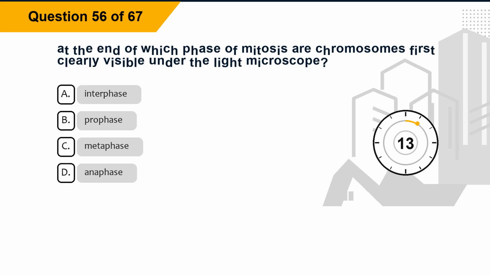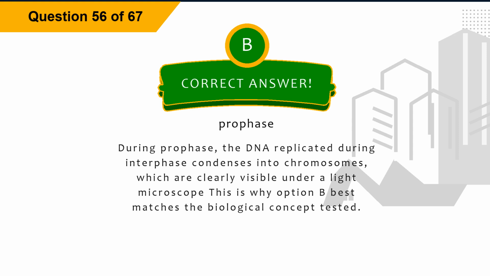Question 56. At the end of which phase of mitosis are chromosomes first clearly visible under the light microscope? Option A, interphase. Option B, prophase. Option C, metaphase. Option D, anaphase. The correct answer is option B, prophase.